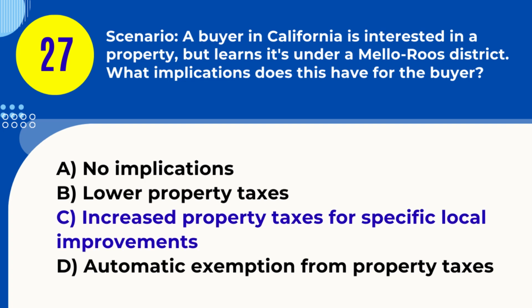Answer. C. Increased property taxes for specific local improvements. Explanation. Buying a property in a Mello-Roos district in California means the buyer will face increased property taxes, which are used to fund specific local improvements like schools, roads, or public services.